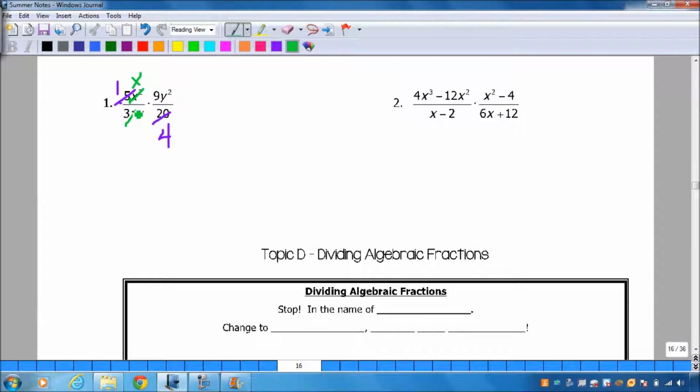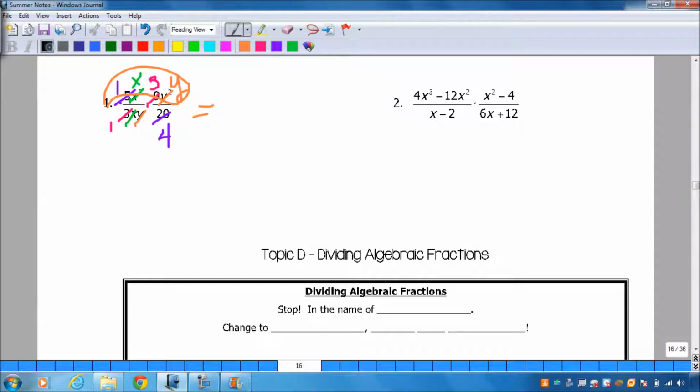All right, next thing I'm going to do is I'm going to look at this 9 right here. This 9 can be reduced with this 3, again, because one's in the numerator and one is in the denominator. So I'm going to see what they're both divisible by. They're both divisible by 3. So this 9 becomes a 3, and this 3 becomes a 1, okay? And then I'm going to look at the next term, which is y squared. y squared and y are both divisible by y, so this y squared becomes a y, and this y will cancel out.